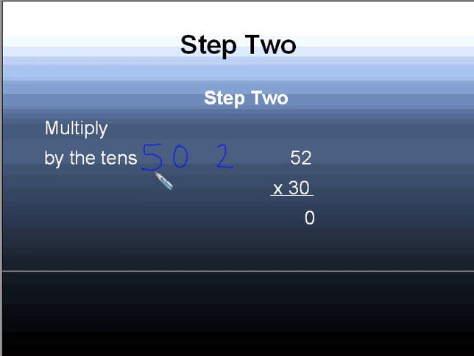Now that we've broken it up into 50 and 2, we're going to multiply 50 times 3. We're going to multiply 2 times 3. 50 times 3 is just like 5 times 3. 5 times 3 is going to be 15. But we need to add in that extra 0 there. That gives us 150. Now we need to do 2 times 3, which is 6.